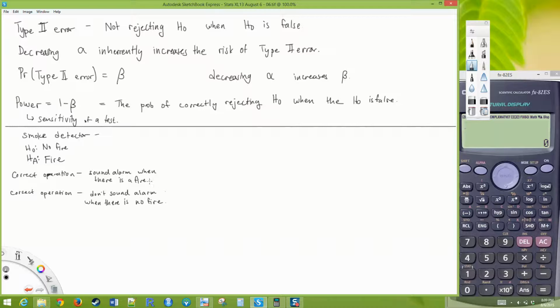And there are two ways the smoke detector can fail or not operate correctly. What is one of those? Sound an alarm when there is no fire. And the other is don't sound the alarm when there is a fire. These are both malfunctions, not behaving the way it should.